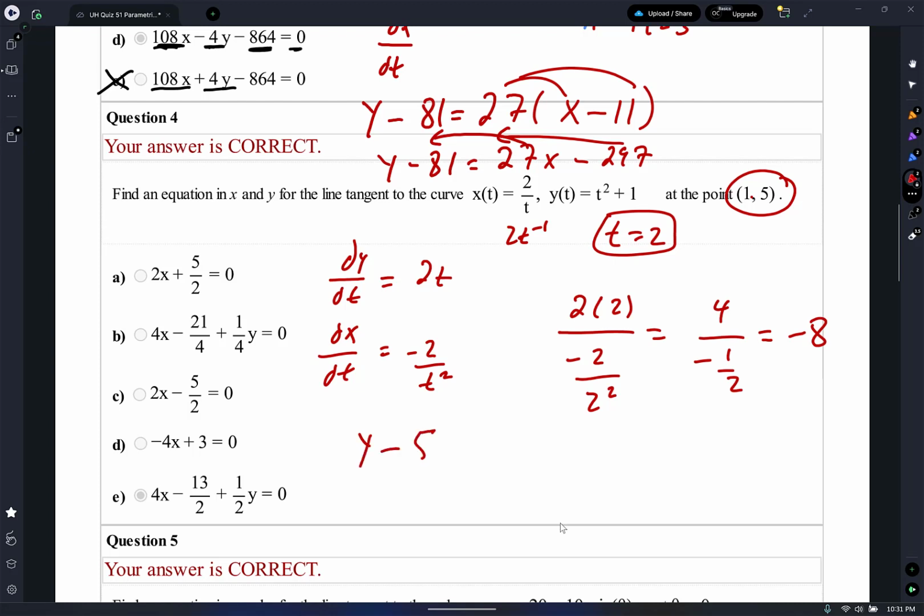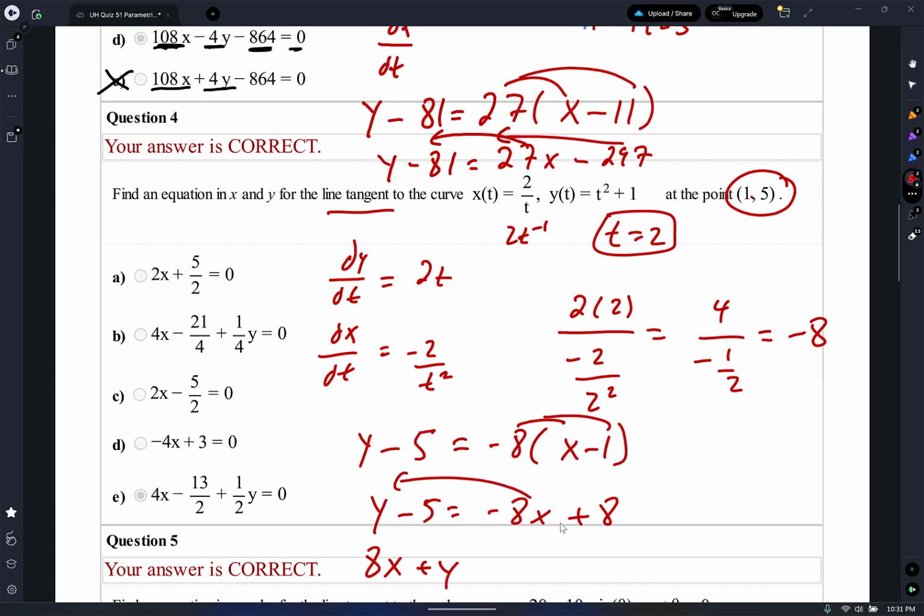y minus 5 equals negative 8 times (x minus 1). It did say tangent line. y minus 5 equals negative 8x plus 8. And let's see, I'm going to move everything to the left. So 8x plus y, I'm just moving that to the left, and then 8 plus 5 is 13, minus 13 equals 0. Notice they all have 0.